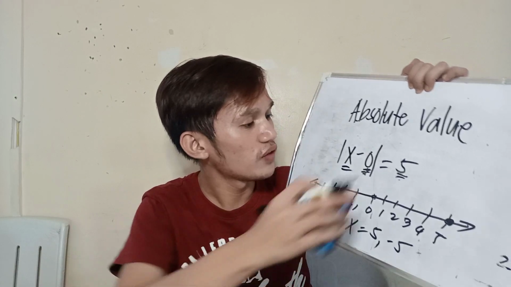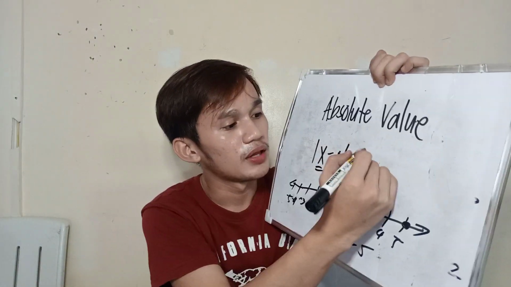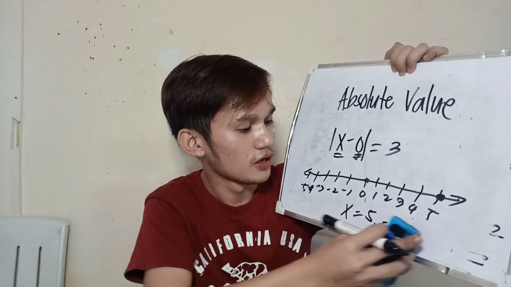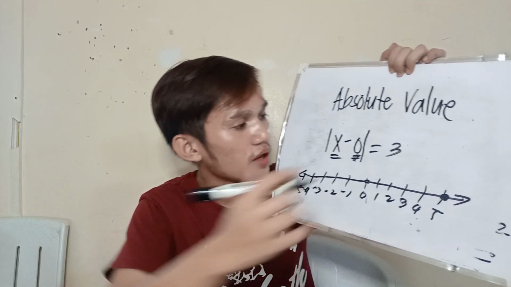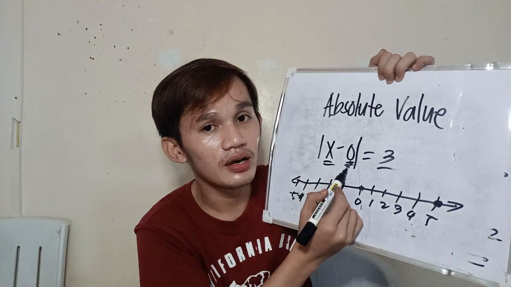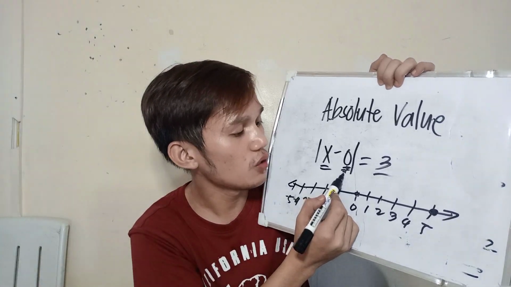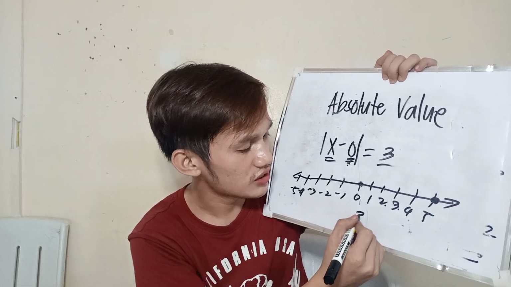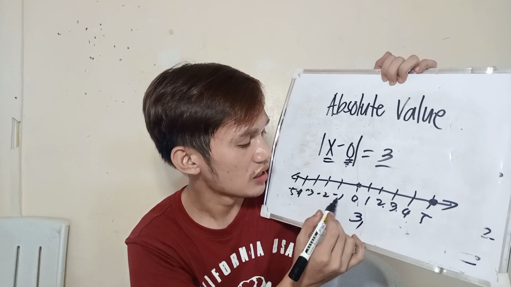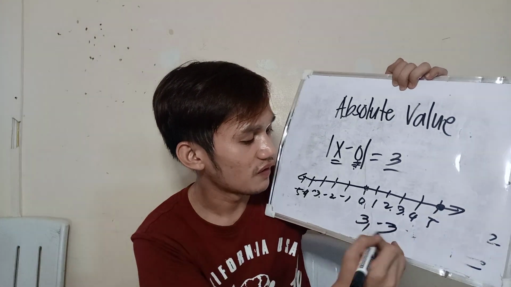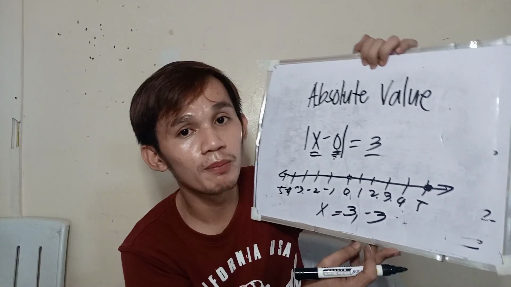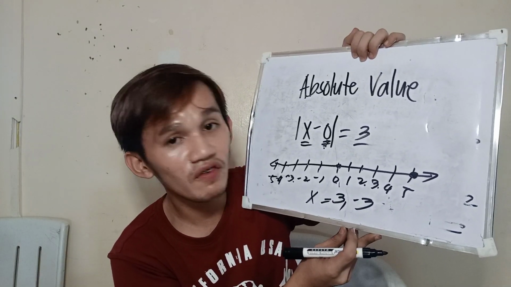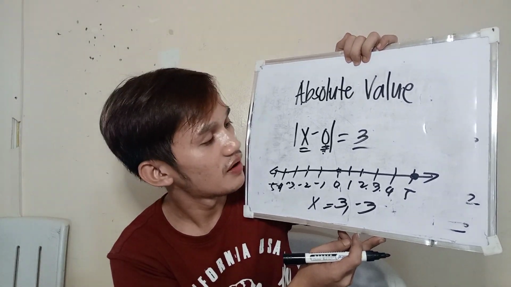Another example. Let us say this is 3. So you're just going to count 3 units away from the reference point, which is 0. So 3 units away from 0 is 1, 2, 3. So that is positive 3, and the other one is 1, 2, 3, which is negative 3. So these are the possible values of your x, positive 3 and negative 3.